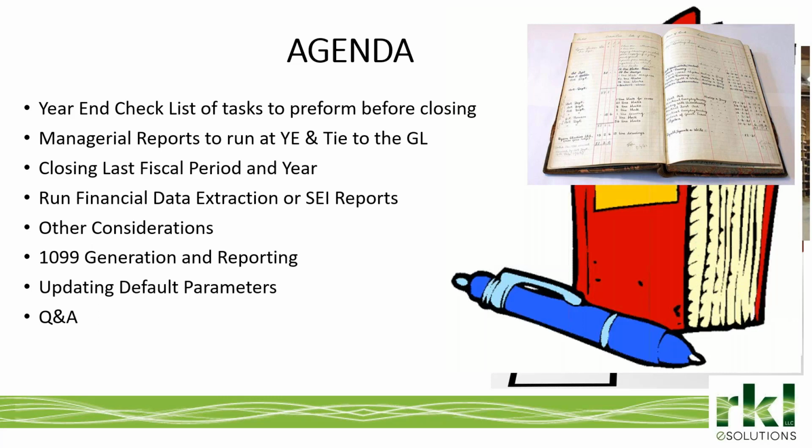Then some things to consider for after the period's closed and some other processes to run. You're going to want to run your financial data extraction and your SEI reports, just to make sure everything ties out. We also have other considerations we're going to discuss, and really it's like your annual maintenance type of items that you want to do at year end. We're going to briefly touch on 1099s. Then we're going to talk about some parameters that you're going to want to update at year end, as part of your process.